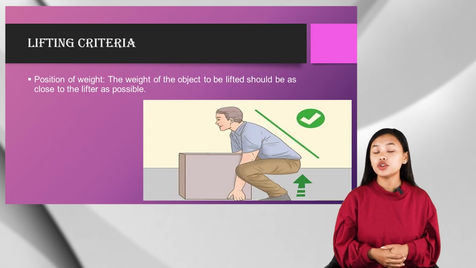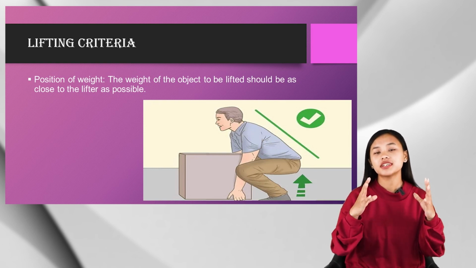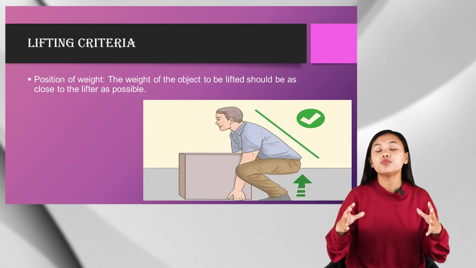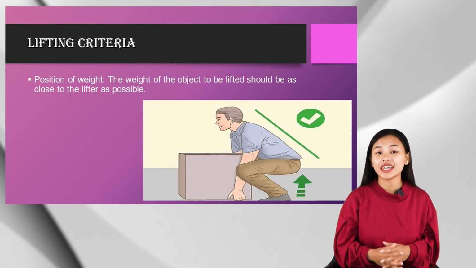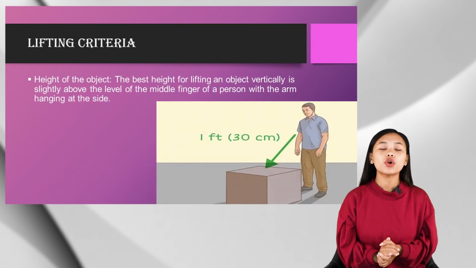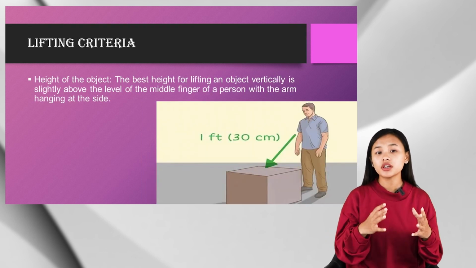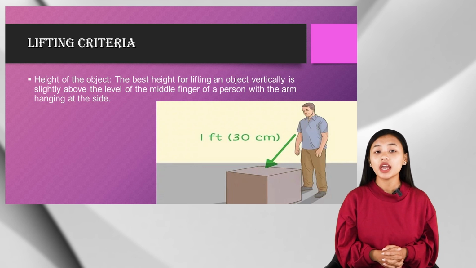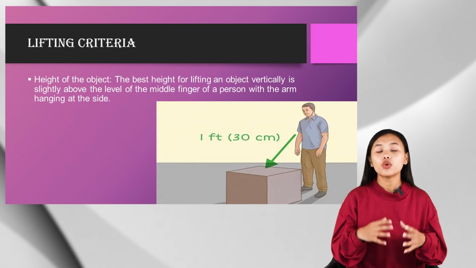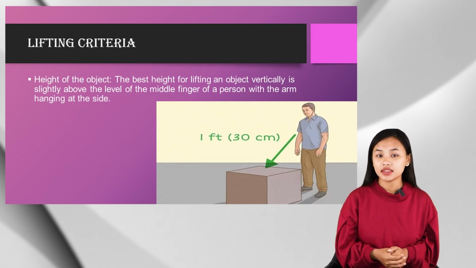Whenever you have to lift any object, the first thing is that you should make sure you position that particular object in this manner. The second one is the height of the object. The best height for lifting any object vertically is slightly above the level of the middle finger of the person, with the arms hanging at the side.